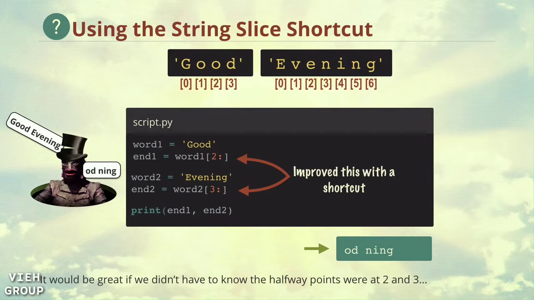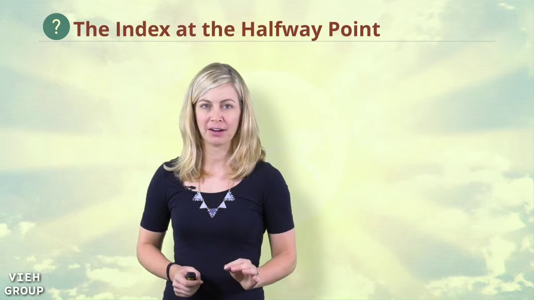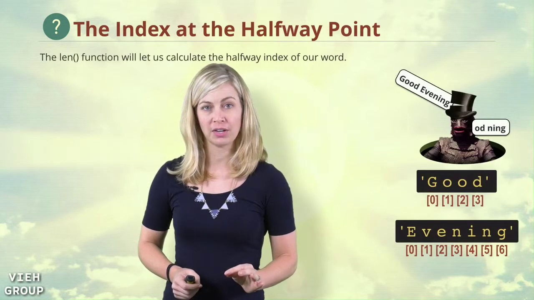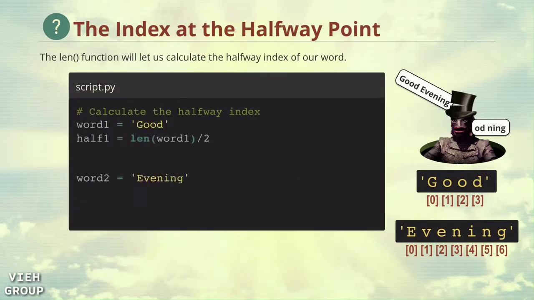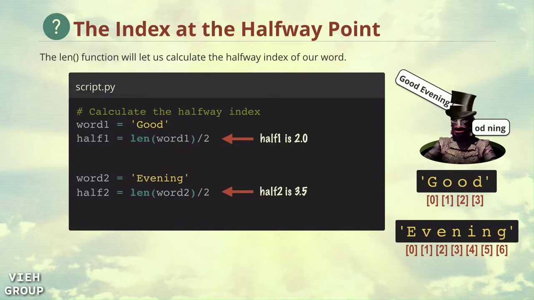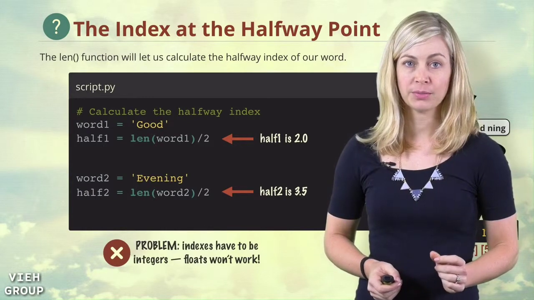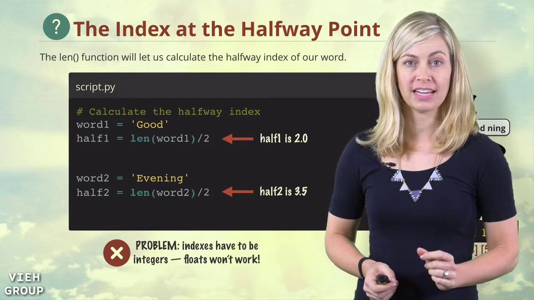But wouldn't it be great if we didn't have to just know the halfway points of our strings were at indexes 2 and 3? We're going to make our program work better for all words instead of hard coding the halfway points of our strings. We can calculate the halfway index of our string by using the length function divided by 2. However, division returns a float, so 4 divided by 2 is 2.0 and 7 divided by 2 is 3.5. And this is a problem because we can only have an int or a whole number as an index.